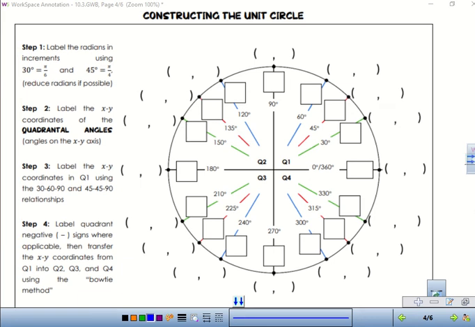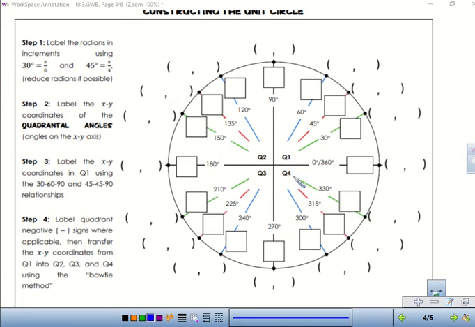So, constructing the unit circle. The unit circle is basically a circle where all these triangles are inscribed, and we have these different angle measures, all right? These angle measures are 30, 45, 60, and so on. So, we're going to first convert all of these to radians. We're going to write their radian measures. And after we get this unit circle done, this is for your reference. You're going to always use this as a reference, okay?